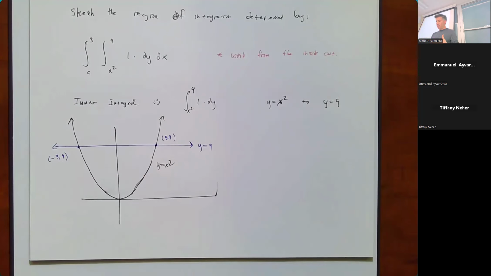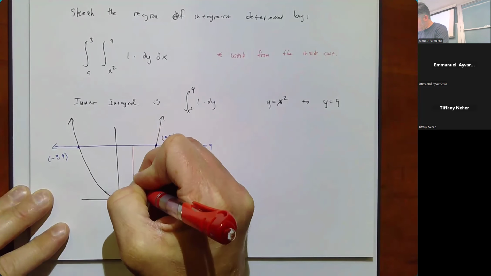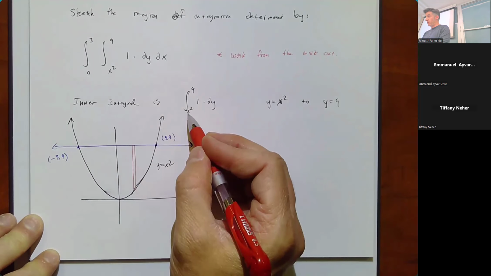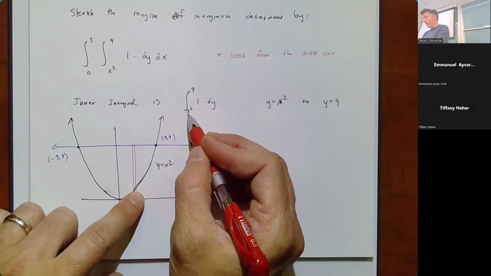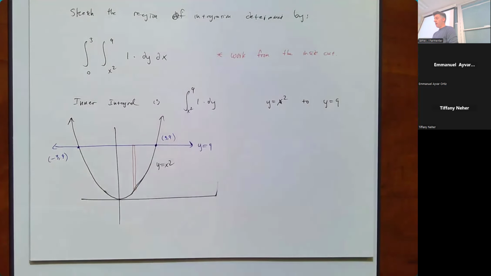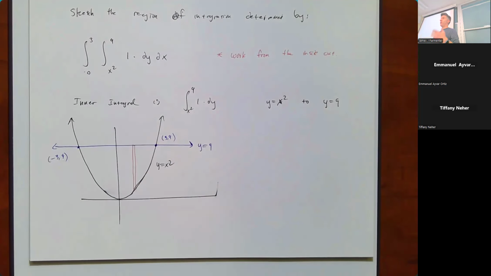And so the idea here is that if our inner integral is with a dy, that means we're thinking we have a vertical strip. Because we're thinking that the lower bound of the strip is the lower limit of integration, y equals x squared, and the upper bound is the upper limit of integration, y equals 9. And then the outer limits of integration, x equals 0 to x equals 3, tell us how far left and right we are allowed to draw the rectangle.